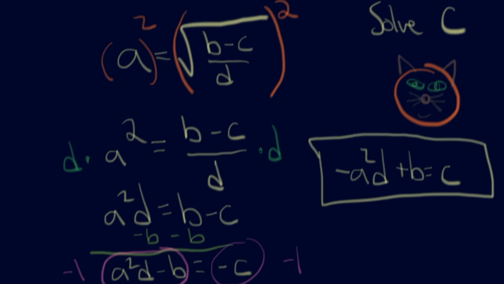Happy cat. So let's take a look at our last example here. And this one is a really neat one. It's got a little trick. We'll talk about the trick right now. It's called FOIL. And that is not tinfoil. That stands for this: multiplying things together. So basically multiplying binomials together.